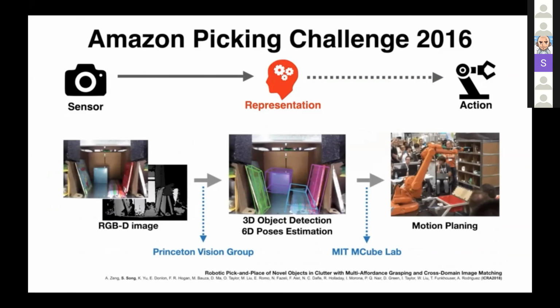So as you can probably imagine, our approach follows the exact classic pipeline, where our group from Princeton is in charge of the vision algorithm that tries to infer the object pose from the RGBD image, and the MIT team is in charge of the robot motion planning given the object pose.